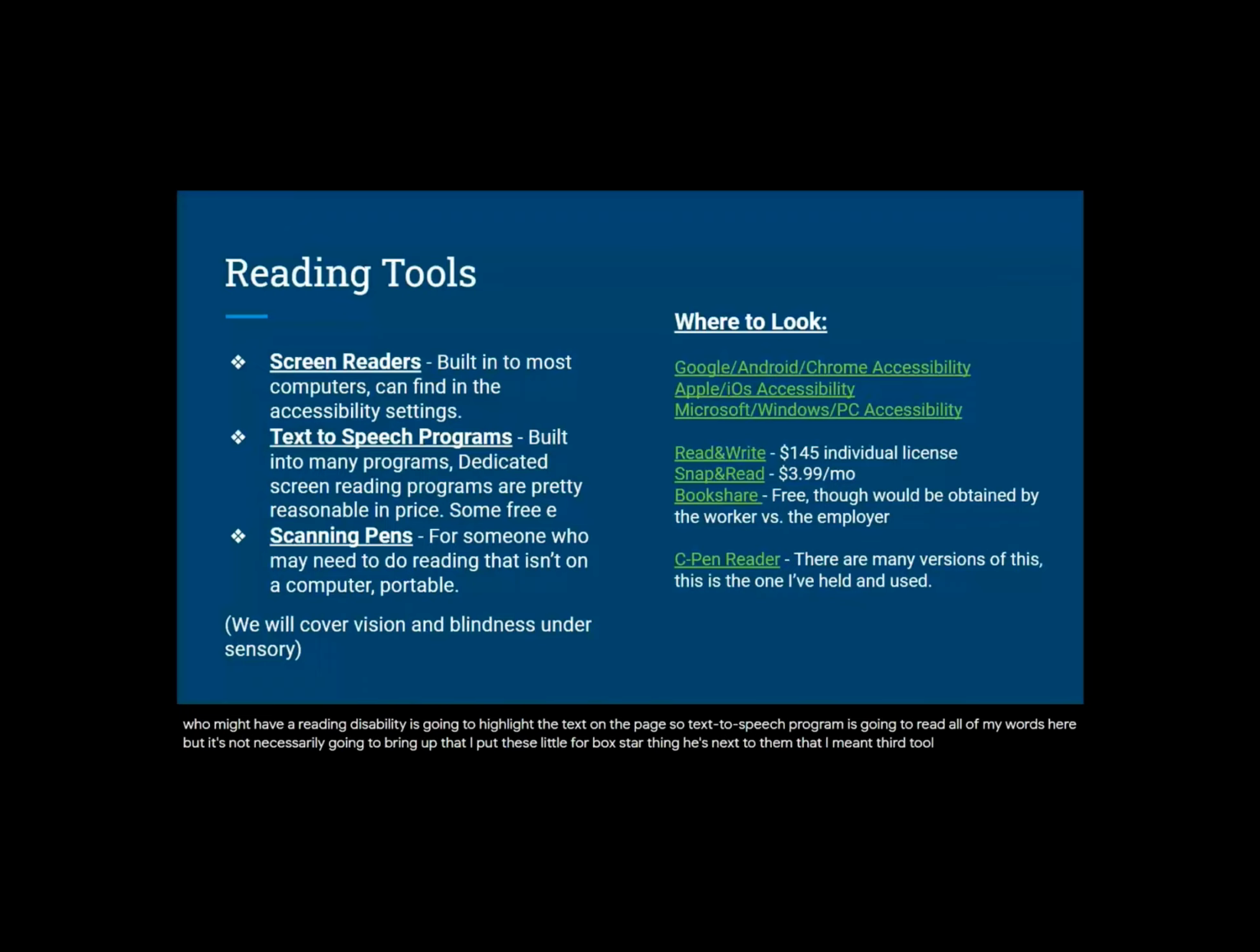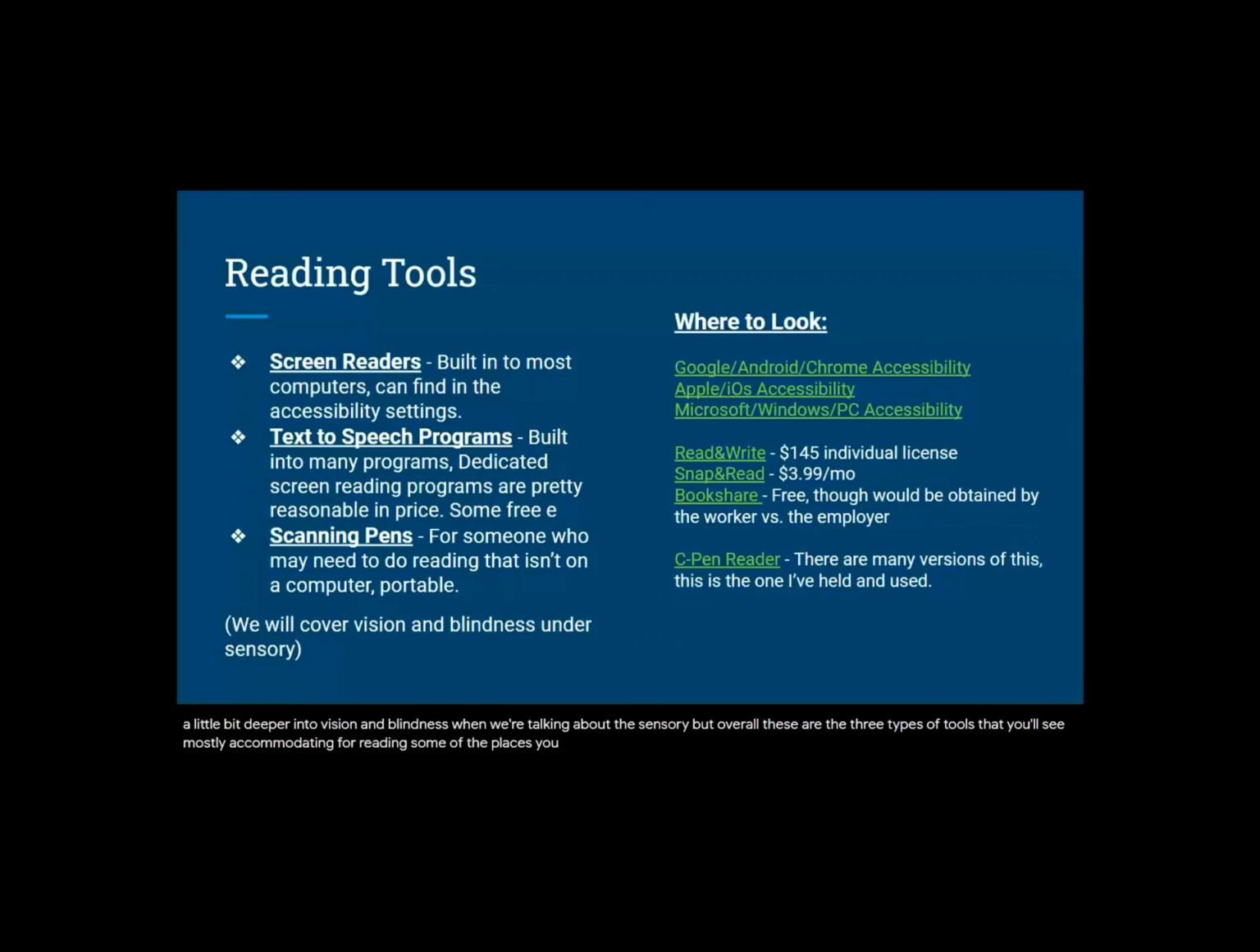A third tool could be a scanning pen. If you are on the move, but you need to be able to read things in the environment, it's very portable. They're not very big, and they're pretty efficient. You can store text on them. You can just pop in a nice little pair of earbuds and hear what's coming out of that. I will go a little bit deeper into vision and blindness when we're talking about the sensory. But overall, these are the three types of tools that you'll see mostly accommodating for reading.